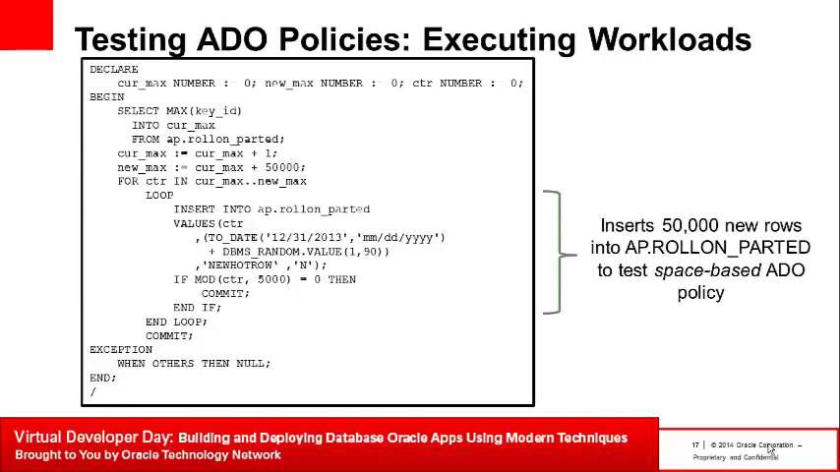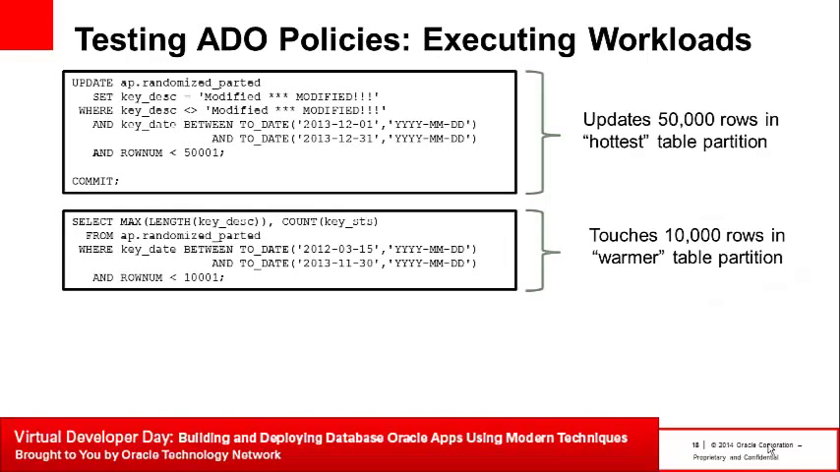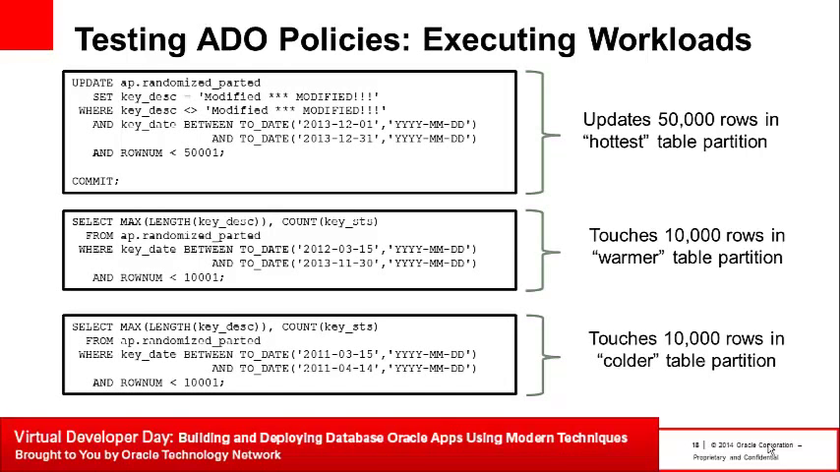How about testing other access policies, time-based policies? Well, here's a very simple way of doing it. I'm going to go ahead and look at, remember our partition that we had in the AP randomized parted table? The very first partition, data after 2013, December 1st. What I'm going to do in here is just update no more than 50,000 rows that have a specific date range.